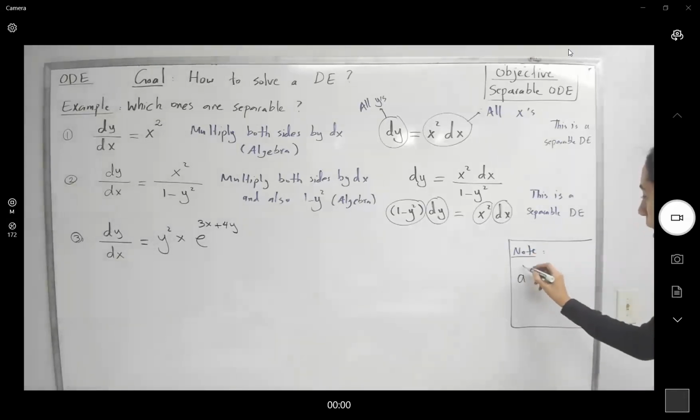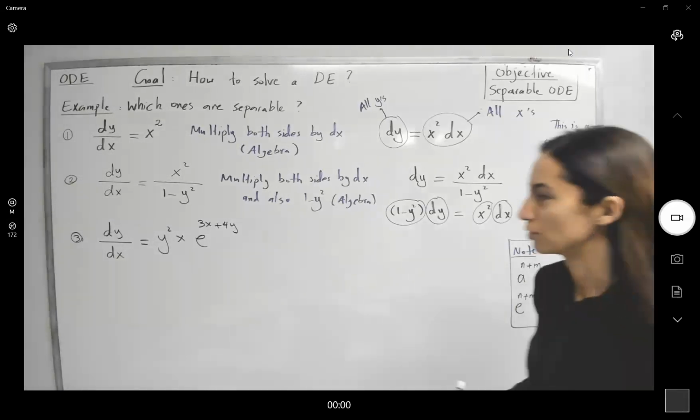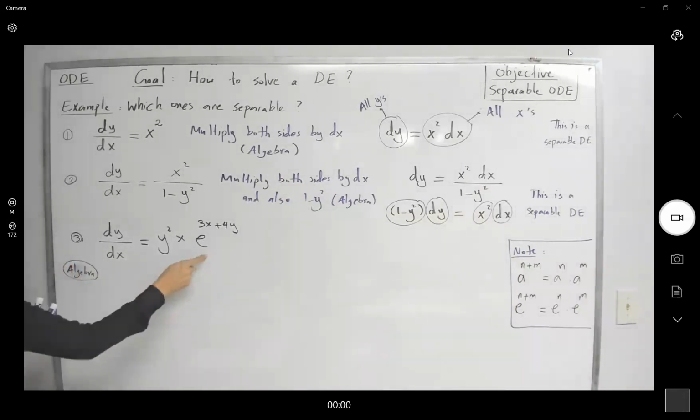If you have a to the power n plus m, you can separate this as a^n times a^m. So e to the power n plus m can be written as e^n times e^m. We can separate these two. So by algebra, just pure algebra, we can write this guy this way.